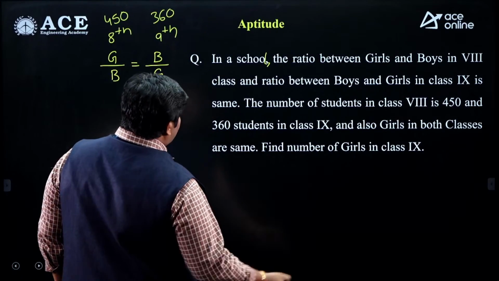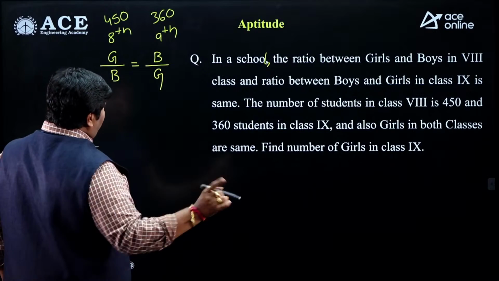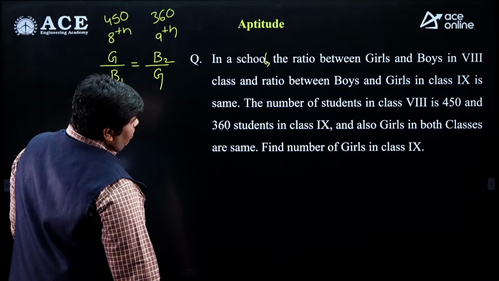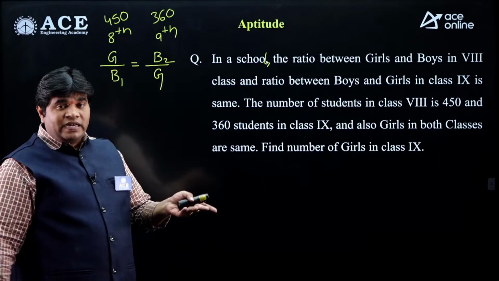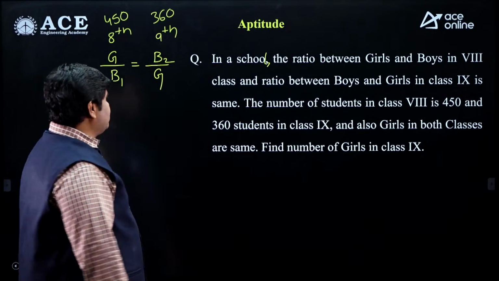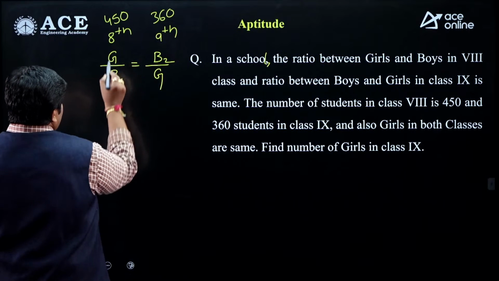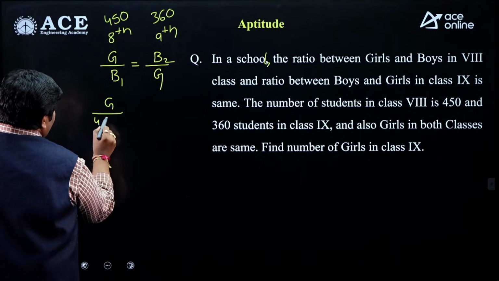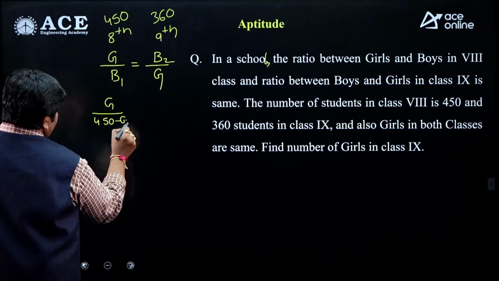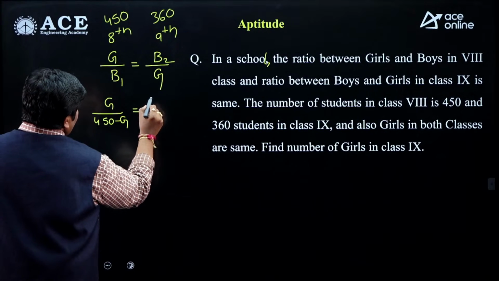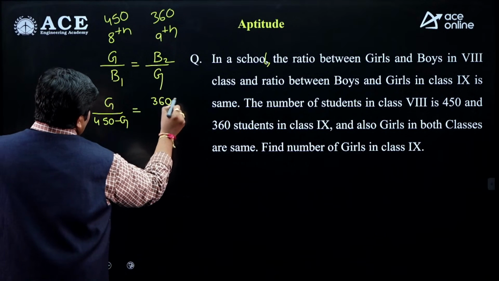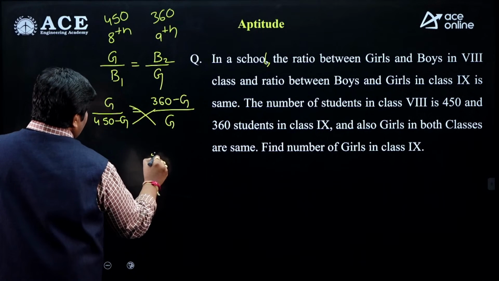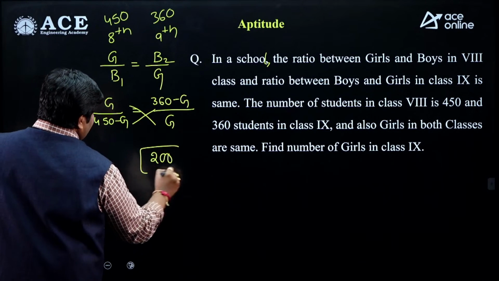And also girls in both classes are the same. So G and G same. Boys different, so B1 here, B2 I can assume. Find the number of girls in class 9, maybe class 8, because girls are the same, so you can simplify anywhere also. So from this equation, boys, girls same. Boys means 450 minus girls is equal to here boys 360 minus girls upon G. You can simplify this equation, my dear friends. You are getting the girls 200 as the answer.